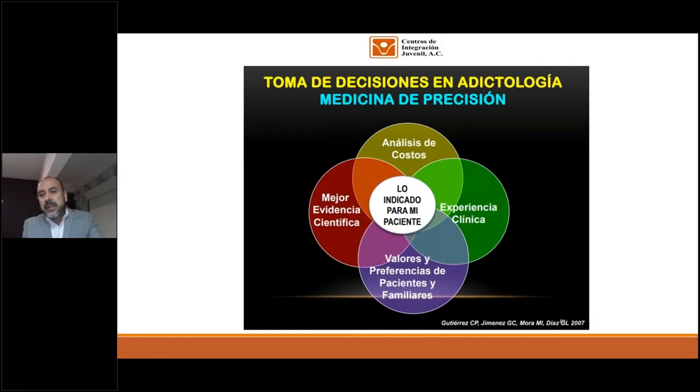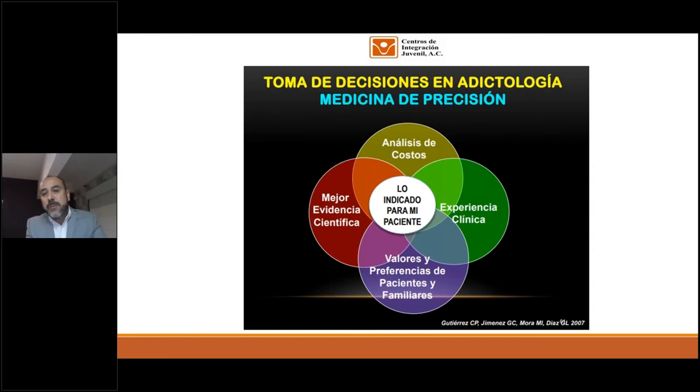En México existe un apartado tipo Cochrane, al que se le llama acá la medicina de precisión, en donde se busca atender y personalizar el tratamiento. Y una de las situaciones más importantes, ya lo comentaba Annette en su plática anterior, es revisar toda esta parte de la evidencia científica en lo que respecta al tratamiento, reconocer el expertise, la experiencia clínica, y considerar siempre los valores y las preferencias del paciente.